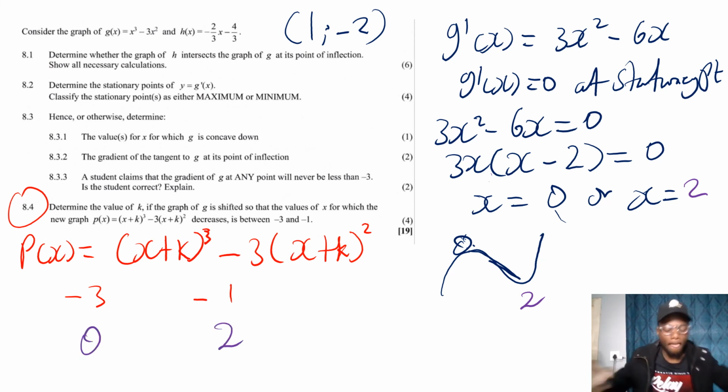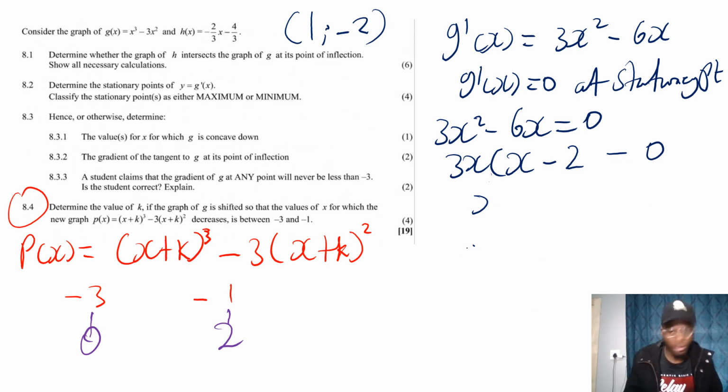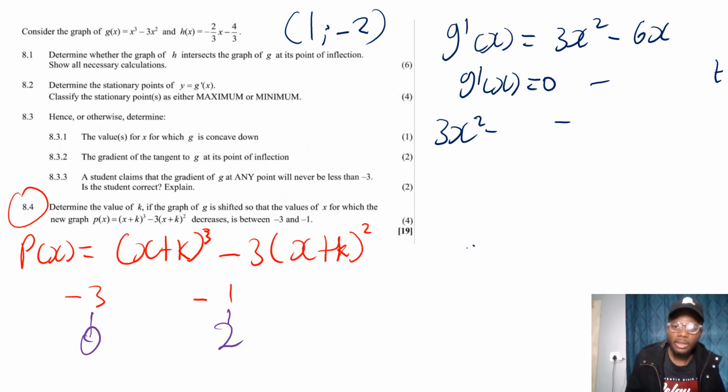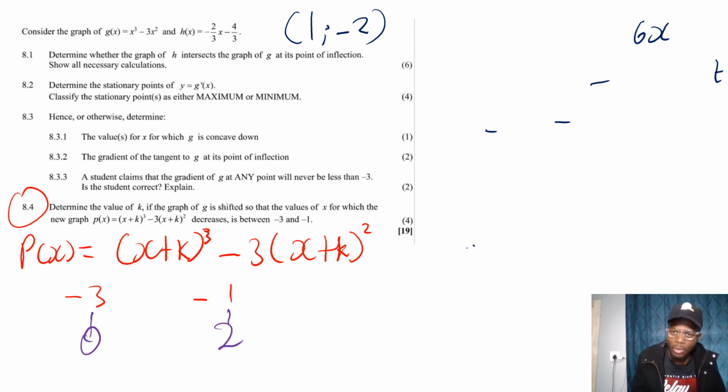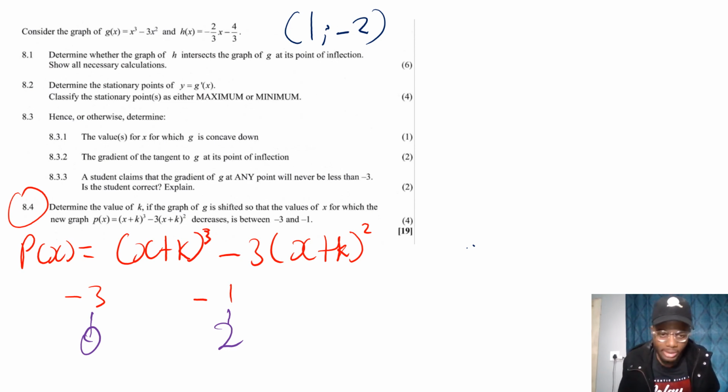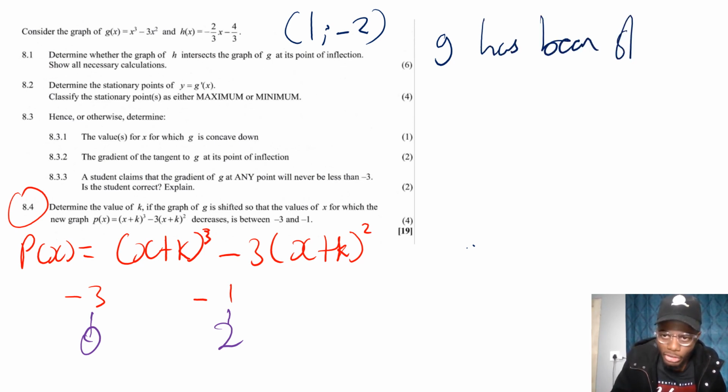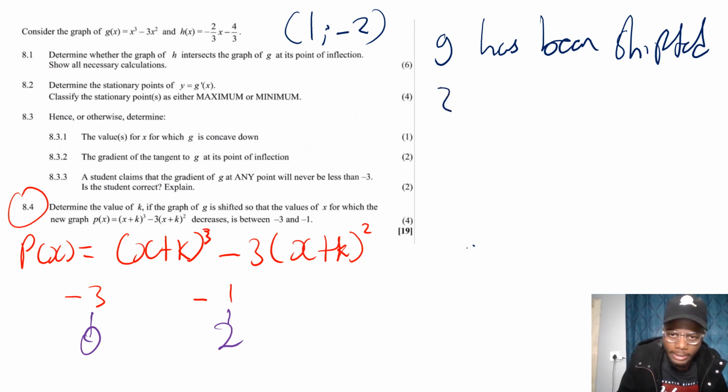Okay, so you have to see the translation. From 0 to -3, it's how many units? 3 units to the left. From 2 to -1, still how many units? 3 units to the left. You can write 2 minus 3, you get -1. 0 minus 3, you get -3. So it is 3 units to the left. So we can see that g has been shifted 3 units to the left.